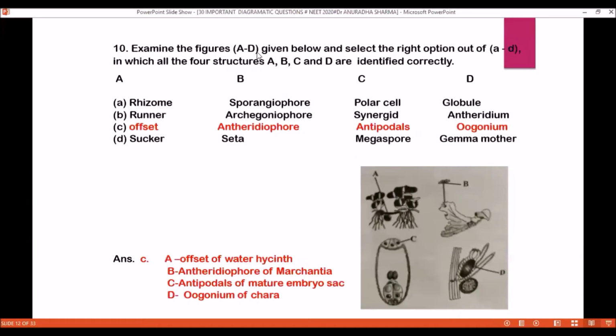Now examine the figure A to D given below and select the right option. Here we have to identify A, B, C and D. So A is the offset of water hyacinth, B is antherozoid of Marchantia, C is antipodal cells and D is Bryophyllum of Kalanchoe. So option C is correct.